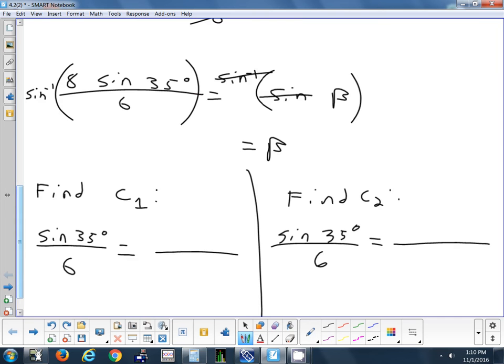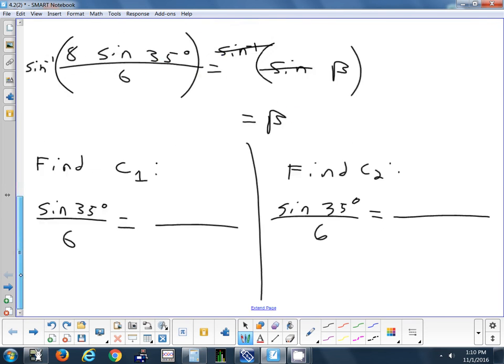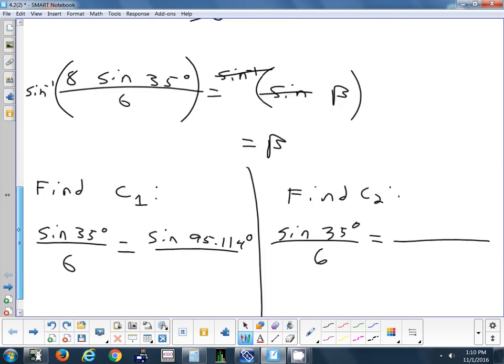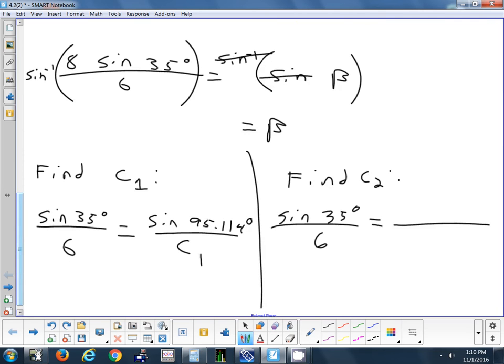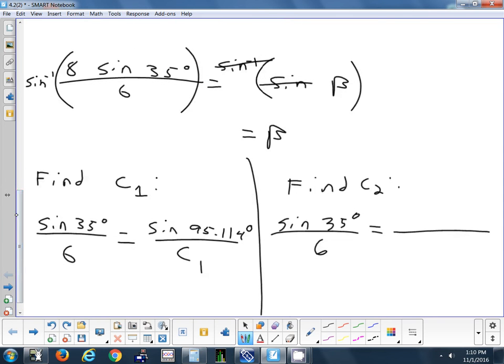And Corey, could you just finish up for me how to find C1? Yep. You put gamma at the top, sine of 95.114 degrees. Sine 95.114. Yep. And you're going to divide by C1. And now to set it up for C2, you're going to do the same idea, except use gamma 2. Sine 14.886 over C2.